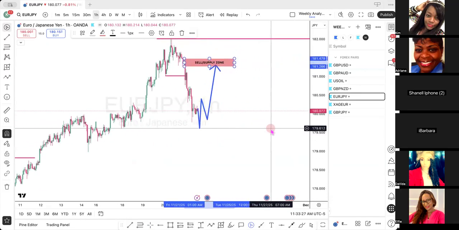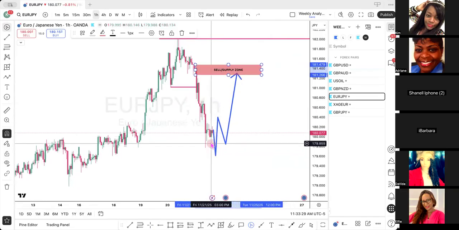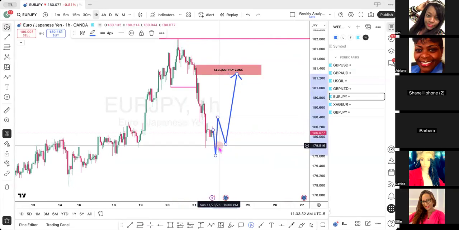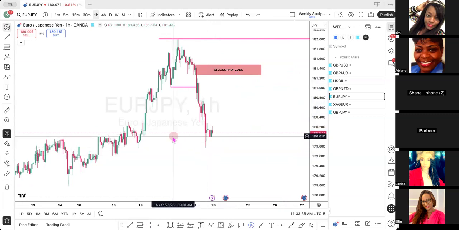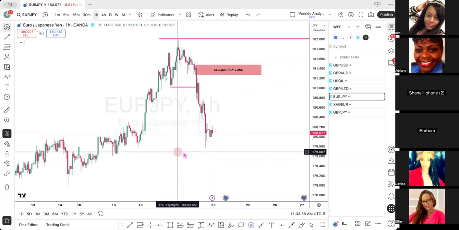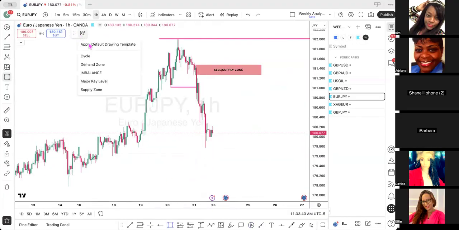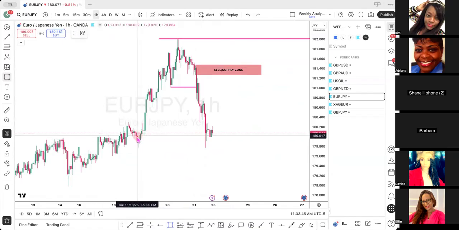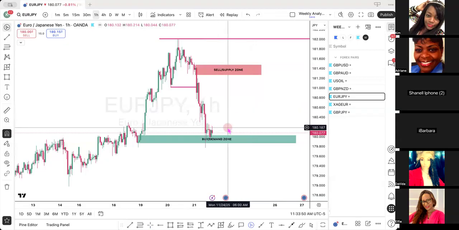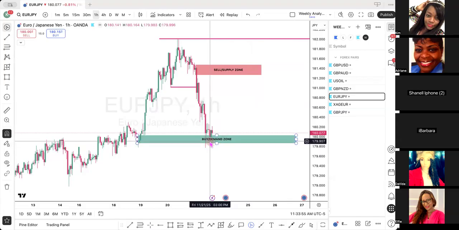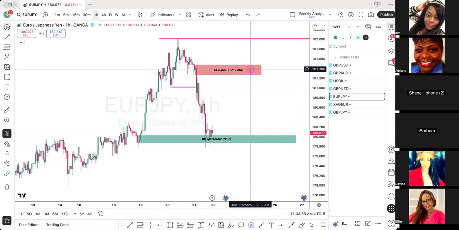Otherwise, you're going to have to wait because price is too low. For me, price is already too low to sell. It's already tapped into some demand zones, one which is here. So price could, this is too low to sell because price is going to come back. Price is going to push back up.